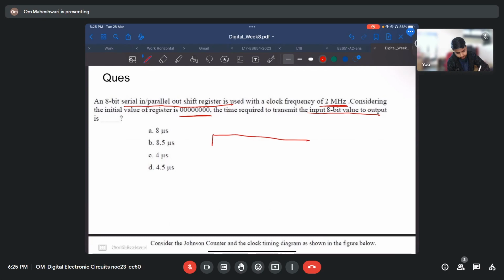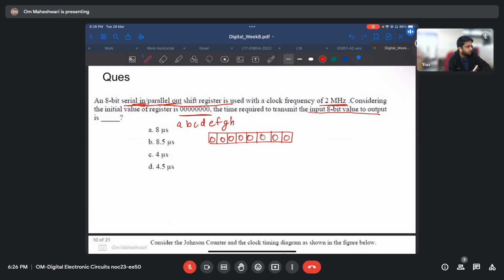So we have a register of 8 bits. Initially we have this, and let's say any 8-bit sequence, let me call it A, B, C, D, E, F, G, H. Let it be an 8-bit sequence. So it is serial in and parallel out.